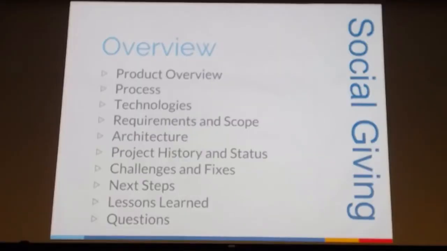And so in this presentation, we're going to be going over the Social Giving product, what it is, how we built it, and the process that we used while building it. We're also going to be going over the bits of technology that we used to design it, some of the challenges that we faced, a little bit about the project history and status, where it's sitting at currently, even some pictures of it that you can see. And finally, we're going to go into our next steps and what we're going to be doing over the summer and some of the lessons that we've learned as a team.